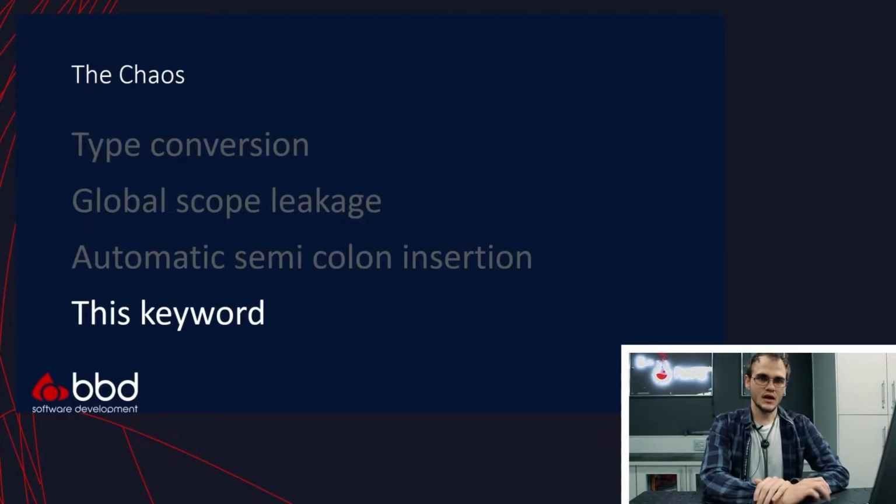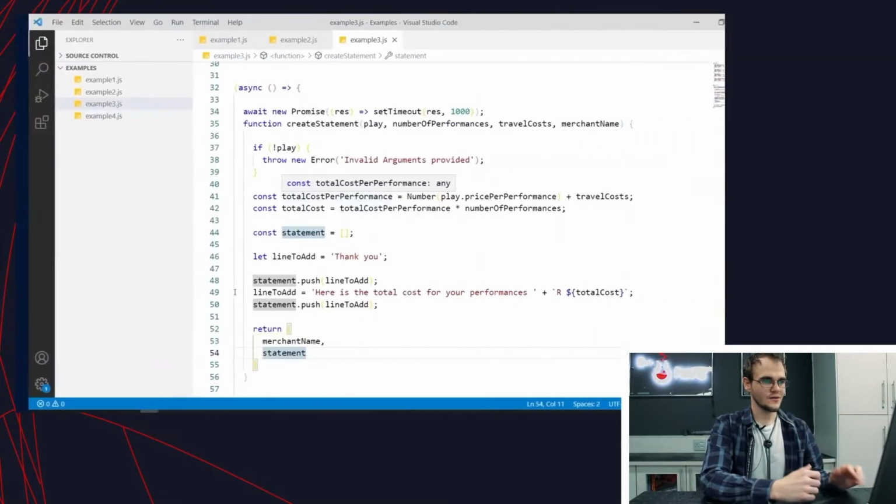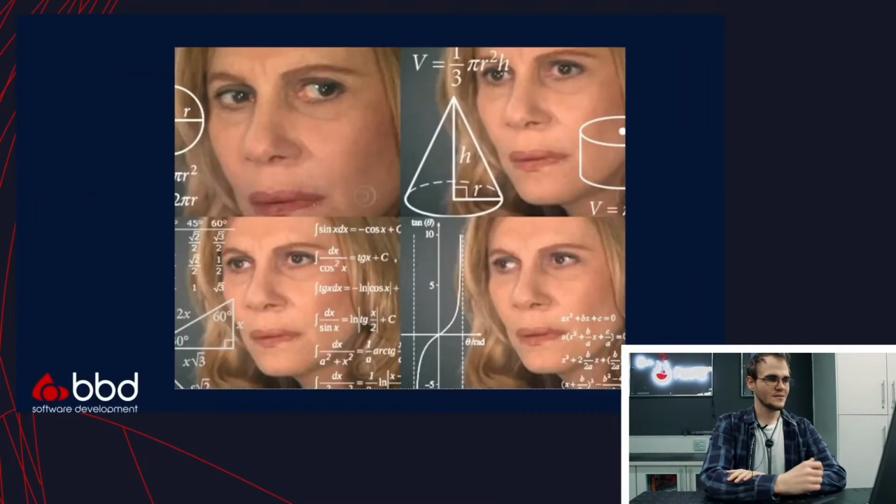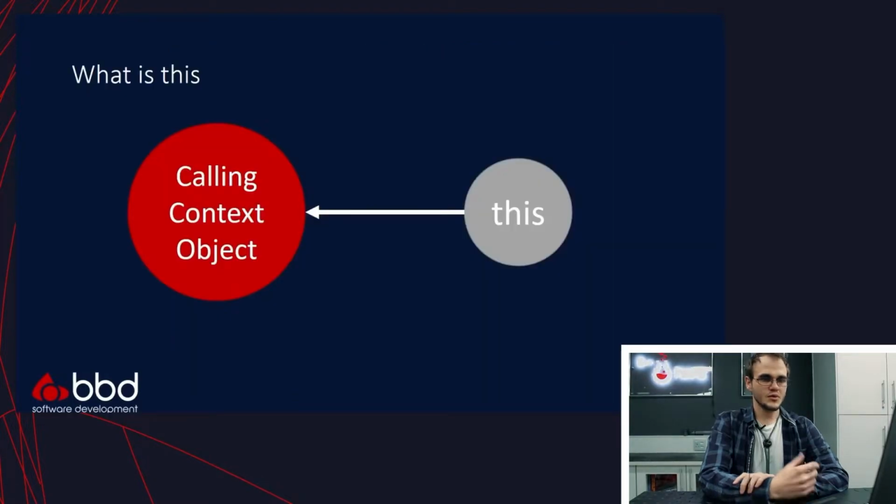The last point that we're going to look at in the chaos of JavaScript is the this keyword. And for the this keyword, we have a picture of a developer here trying to figure out what it is, because it can be various things under different contexts, and sometimes you just don't know what it is. To put it simply, this is always referring to the calling context object. So where the function is called from, what object it was called from, where this was referenced.